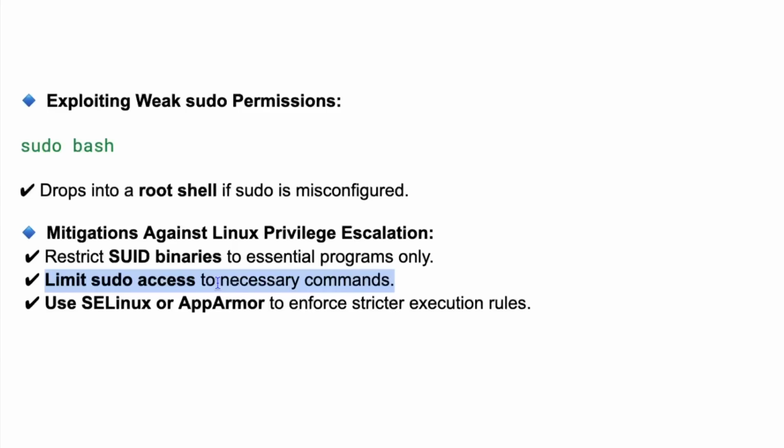And finally, we can use something like SELinux or AppArmor, so Security-Enhanced Linux and AppArmor, to enforce stricter execution rules, which is again a part of system hardening. And then the one that's not listed here, that was listed in the Windows section that we just went through, is updates, right? Make sure that you have the most recent version of Linux that you're using.